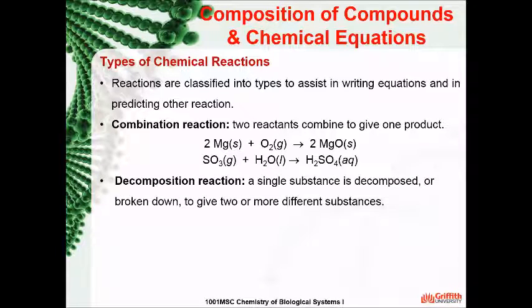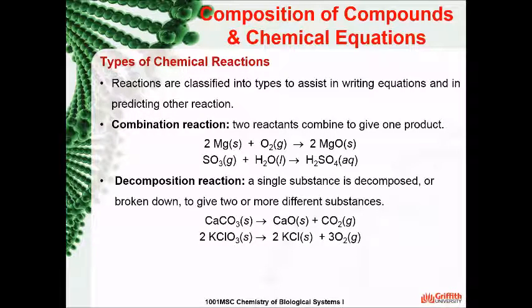In a decomposition reaction, a single substance is decomposed or broken down to give 2 or more different substances. For example, CaCO3 is broken down to form CaO plus CO2. 2KClO3 forms 2KCl plus 3O2.